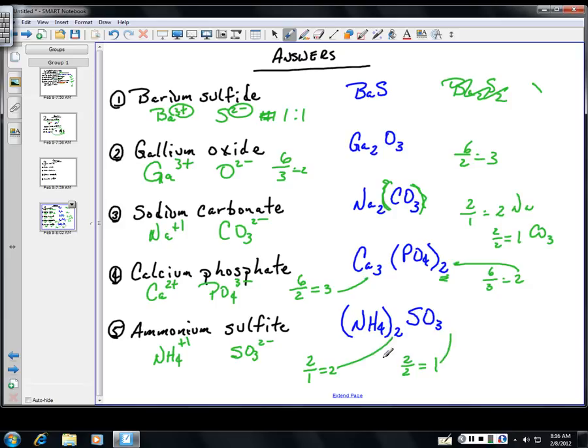Again, here we've got a polyatomic cation, NH4, so we have to put it in parentheses to put the subscript 2 out there. And we've got a polyatomic anion, SO3, the sulfite anion. And since there's only one, we don't put that in parentheses.